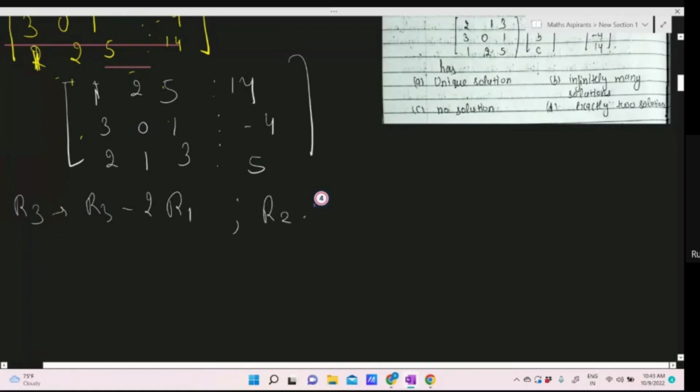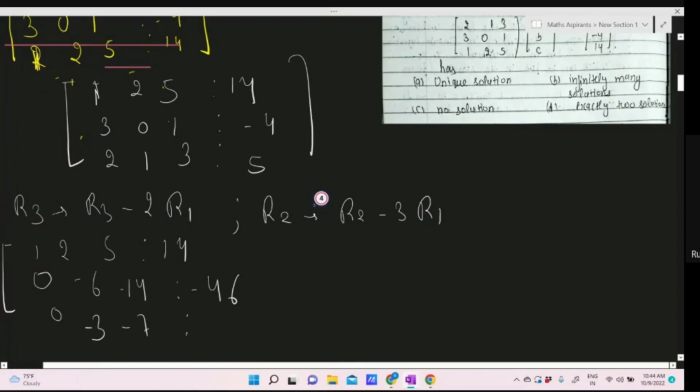And R2 to R2 minus 3 times R1. Then what do we get? 1, 2, 5, 14 and 0, minus 6, minus 14 and minus 46. And the third row becomes 0, minus 3, minus 7 and minus 23. As you can see, R2 is equal to 2 times R3.